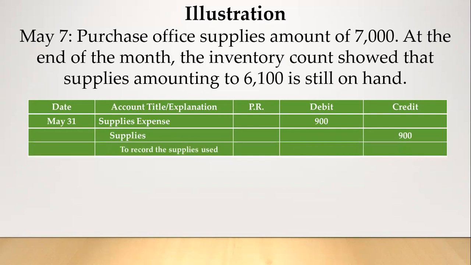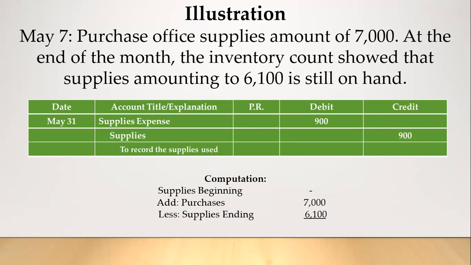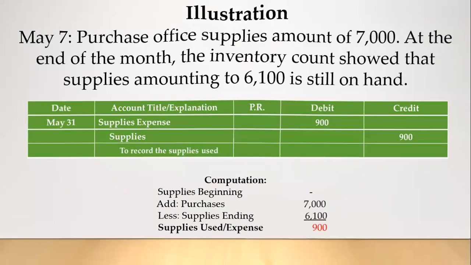So what is the formula? The computation: supplies beginning. In our illustration, there's no given beginning supplies. There are purchases of 7,000 on May 7, less the supplies ending, the amount of office supplies still on hand, 6,100. So we will arrive at the supplies expense, or supplies used, of 900. Okay, let's move on to another illustration.